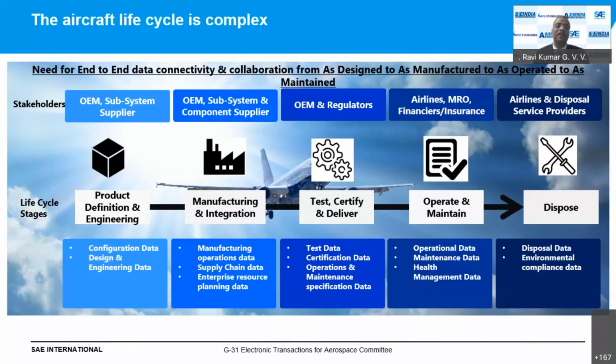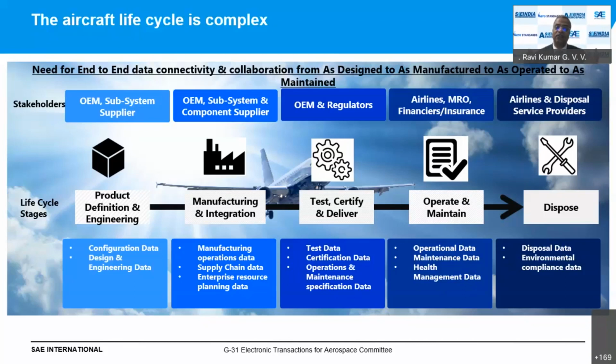aircraft. And it has a huge number of stakeholders across the board, whether it is the OEM, the subsystem supplier, the component supplier, the regulator, the operator, or the maintenance service provider, that is basically the MRO, or disposal service providers. It has a huge life cycle, starting from the product definition and engineering side, the manufacturing and integration part, testing, certification, and delivery, and operations and maintenance, which is a very long cycle, and the disposal part of it.